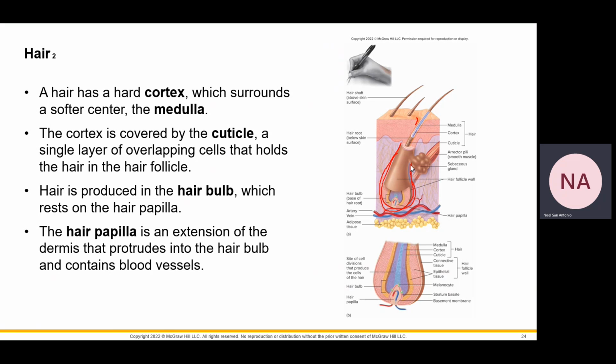So technically, the hair follicle, in terms of its anatomical structure, is an extension of the epidermis. It is just found in the dermis. Okay?